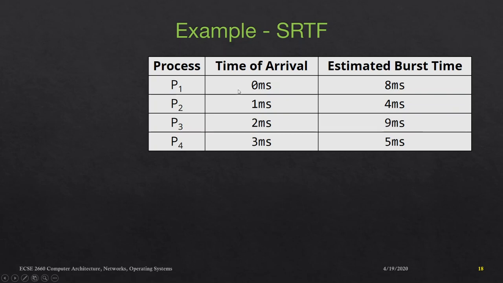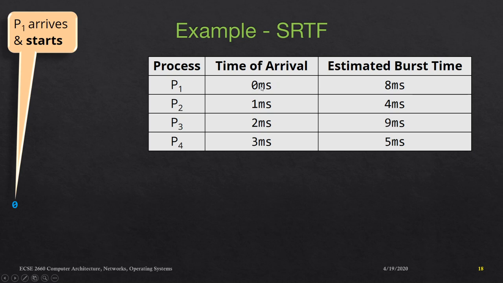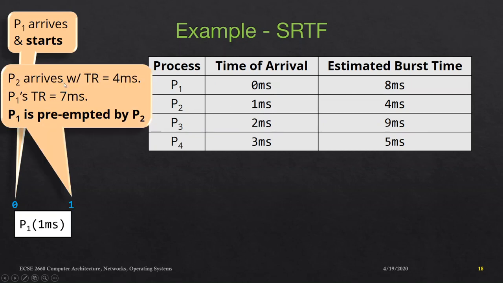So how are things going to work? Well, at time 0, clearly P1 arrives, there's nothing else in the ready queue, so P1 gets the CPU's attention. So it's going to start executing then. For 1 millisecond, it is going to run. And at 1 millisecond, P2 comes in. So at 1 millisecond, P2 arrives with time remaining 4 milliseconds. P1's time remaining went down from 8 milliseconds by 1 millisecond to 7 milliseconds.